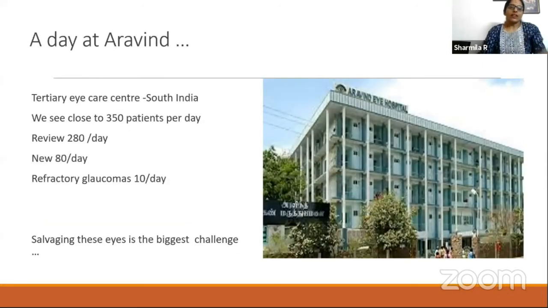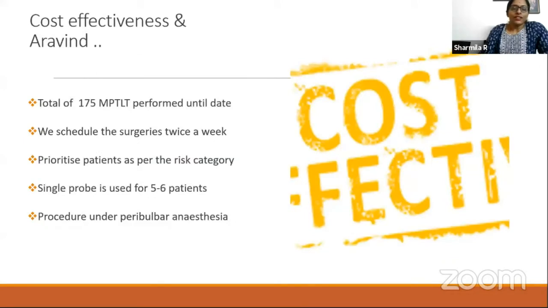I work in a tertiary eye care center in South India, and we see close to 350 glaucoma patients per day. On average, we see around 280 patients in a day and 80 new patients per day, out of which probably around 10 per day are refractory glaucomas. So salvaging these eyes is definitely the biggest challenge. We all know that affordability and cost effectiveness go hand in hand.